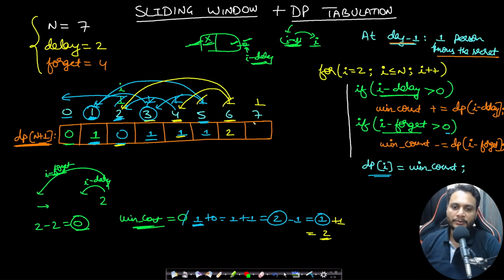Now you move forward to this 7. Look at this I minus delay, which is this 1 value. So add 1 value here, which makes it 3, and look at this I minus delay. Here also you are seeing 1. That means you will be losing one person. One person will forget about the secret. So this makes it 2. So write 2 here and you are done.